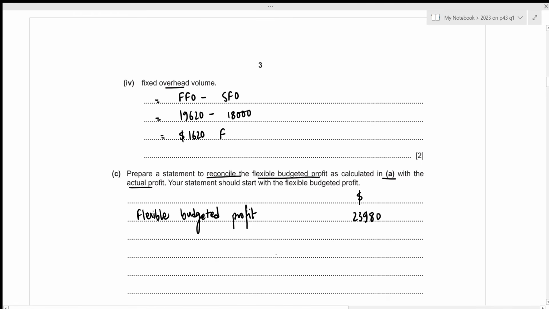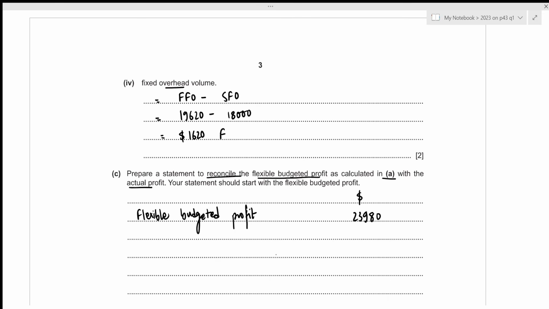And remember, whenever we prepare a statement to reconcile the flexible budgeted profit to our actual profit, the variances that we need to adjust will be our sales price variance, the total direct materials variance, the total direct labor variance, and the total fixed overhead variance, which is just the sum of the fixed overhead expenditure variance and fixed overhead volume variance, which we have already calculated in part B. And the sales price variance is also calculated in part B.